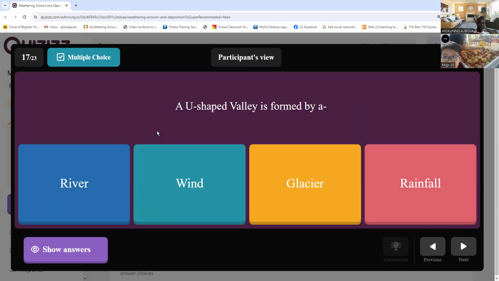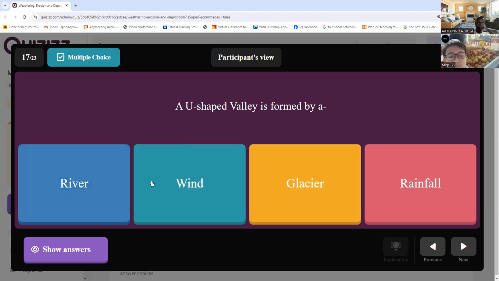Okay, let's move to the next question. Question 17 out of 23. A U-shaped valley is formed by which of the following? So which one of them can form a U-shaped valley?